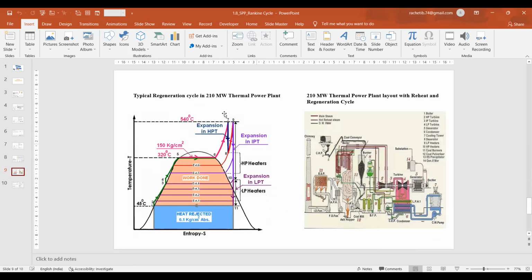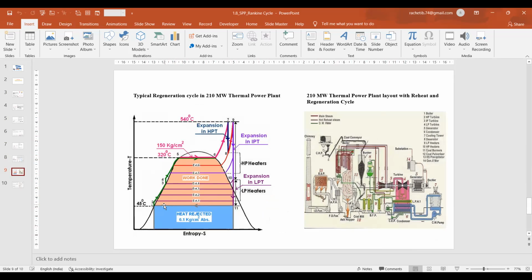You just draw a simple diagram like this, and also a line diagram of the boiler, turbine, generator, condenser, and then pump, so that it will be easier to solve the problems. So this is the regeneration cycle, which is shown. You can see here, I have explained it.